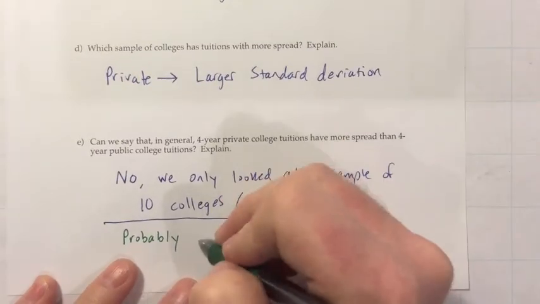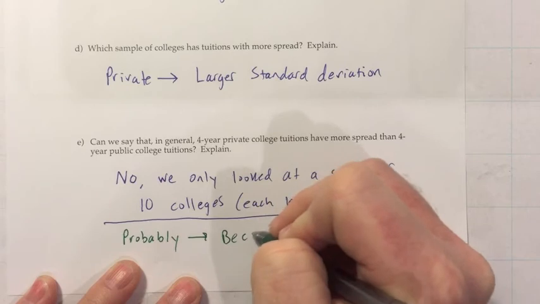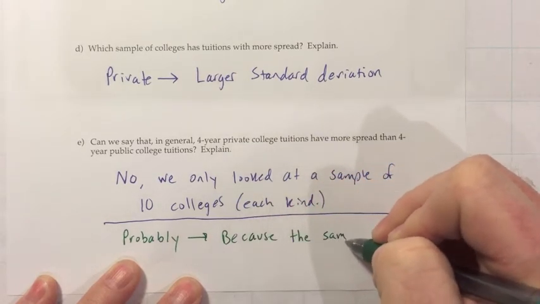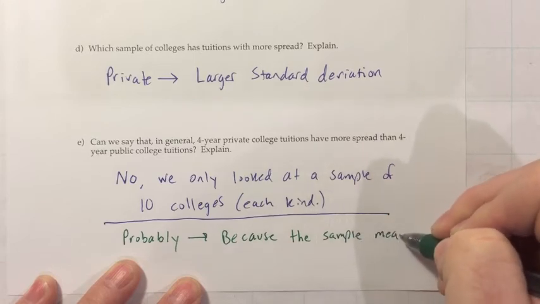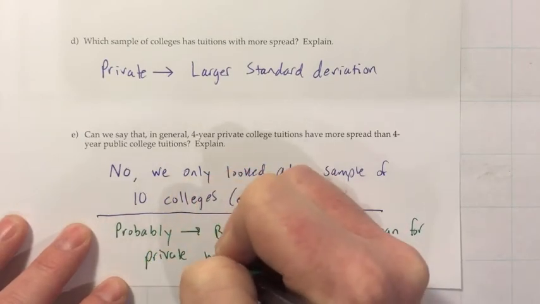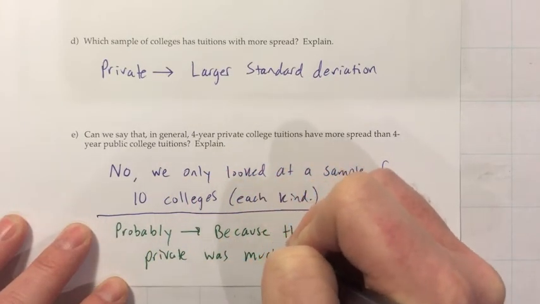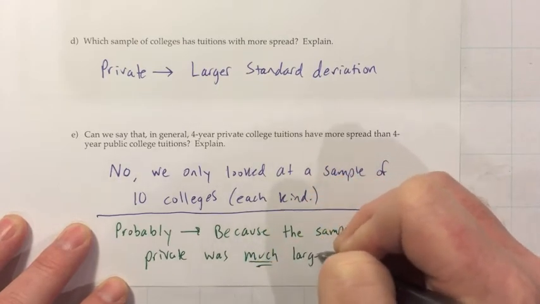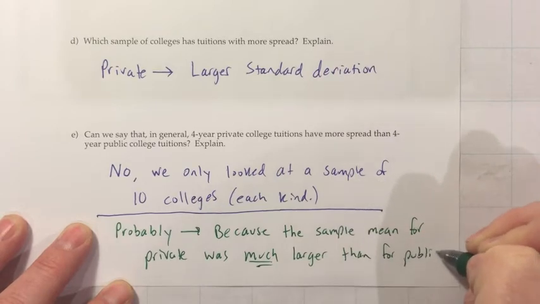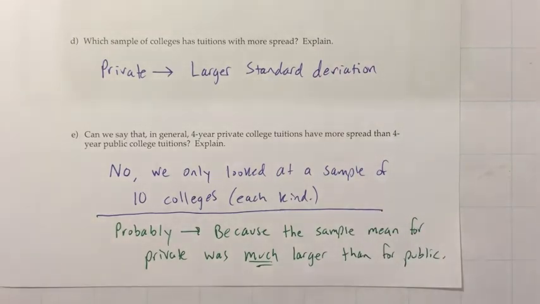So I would say probably, because the sample mean for private was much larger than for public. So samples aren't worthless. Samples do give us an indication of what's going on in the population, and there can be a little bit of error in those samples, but not usually too much.